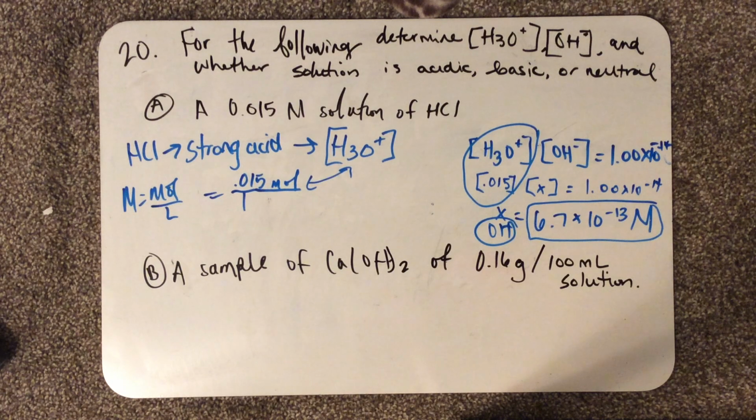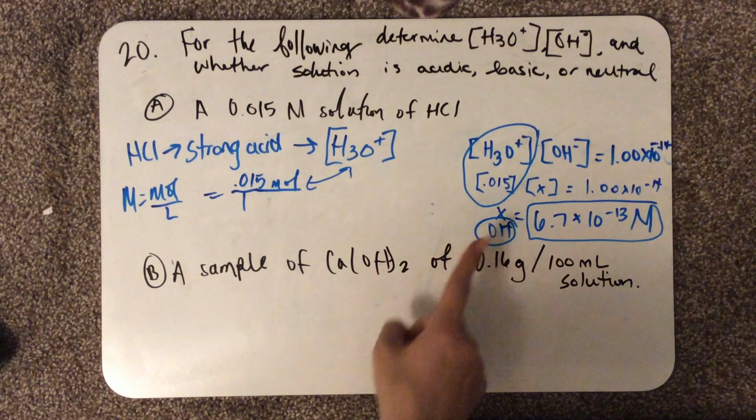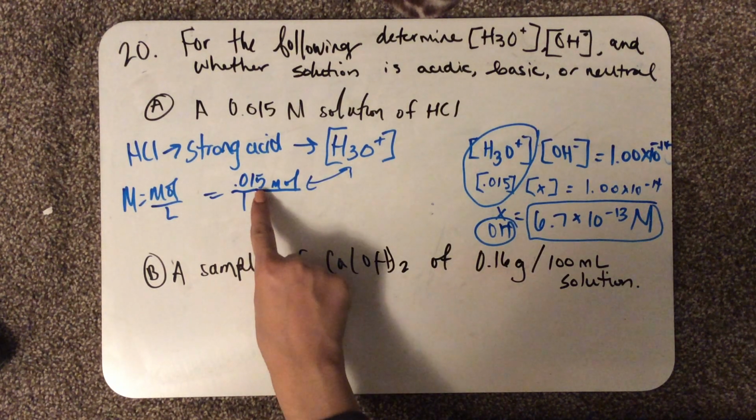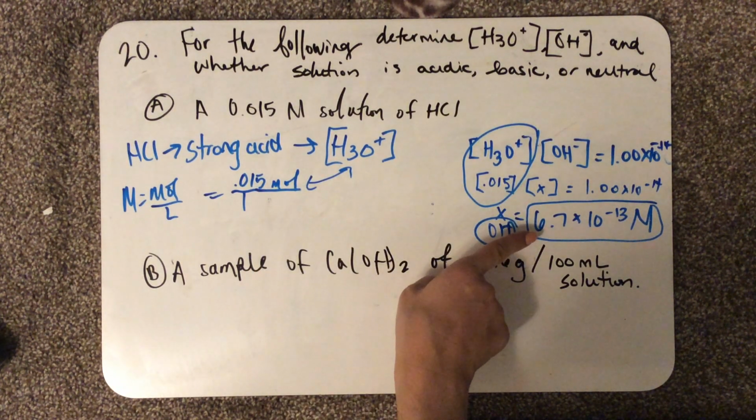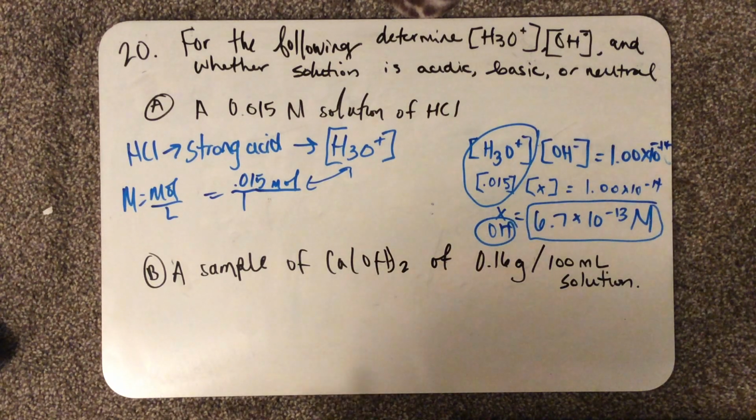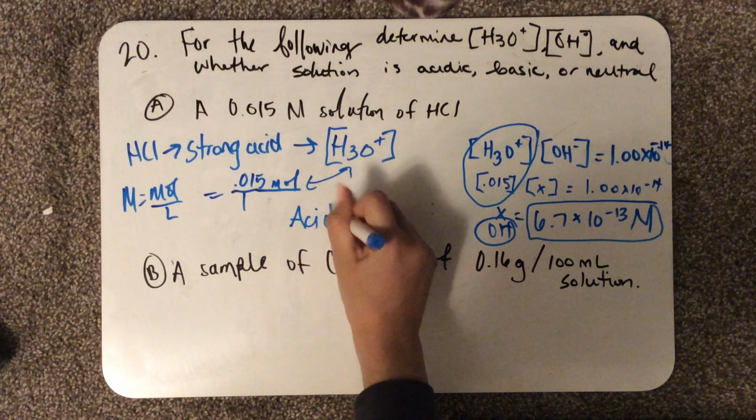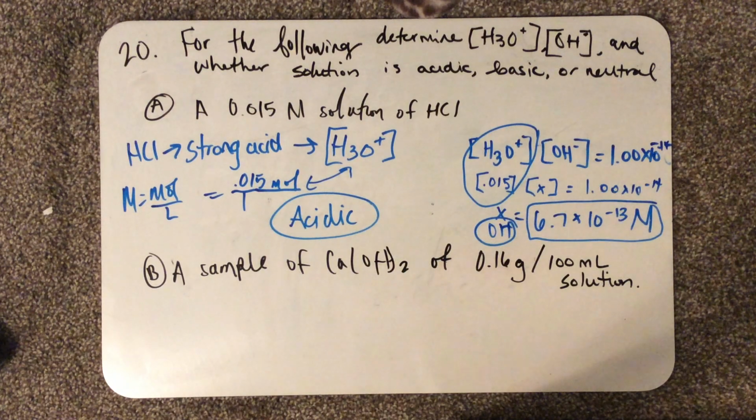And now we need to determine if the solution is acidic, basic, or neutral. So we can just see which has the higher concentration. We could plug it into the pH formula, but we could just look at this and know that 0.015 is a lot bigger than 6.7 times 10 to the negative 13th, so this must be an acidic solution.